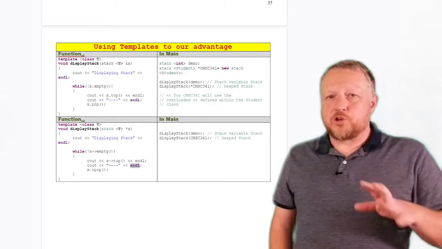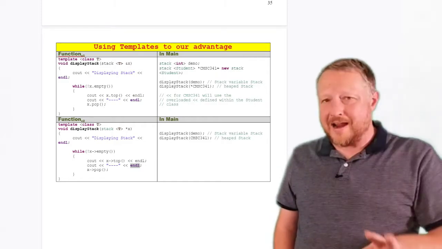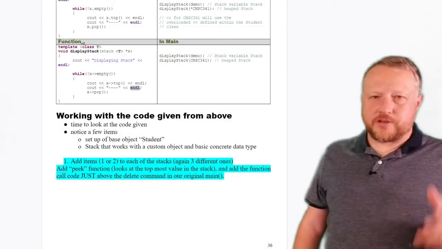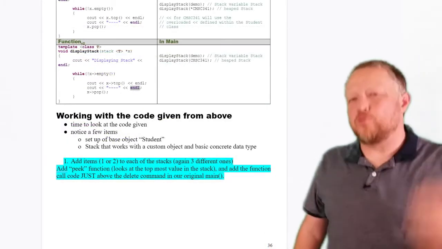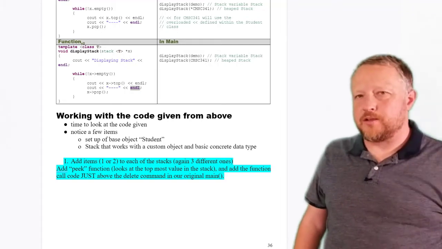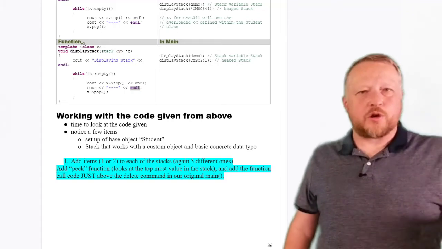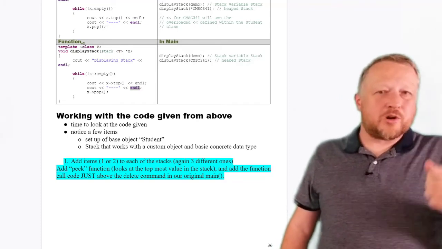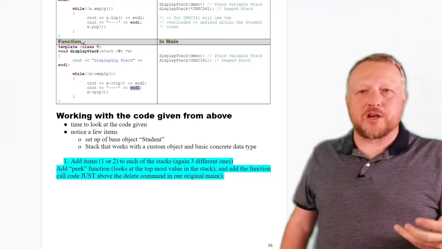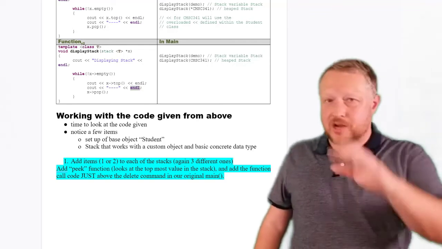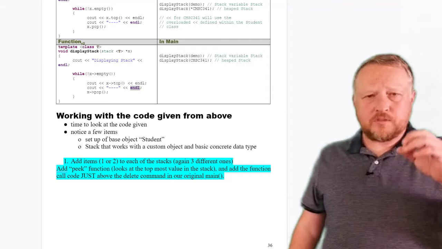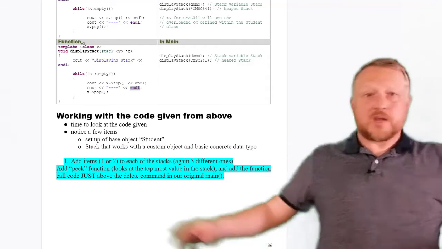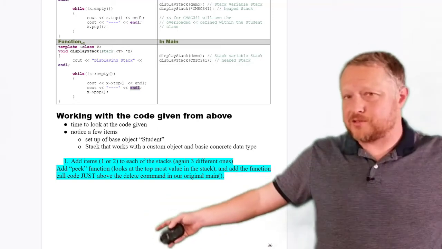But make sure that you're good to go with this, make sure it ran, and then we'll move on from there. So the last part of this is showing you the answers. I want you to really take a look at the code that you're given. Notice a few items, the overall setup of the base object or the custom object, student. Notice that a stack works with that custom object and a basic concrete data type that hopefully you got working. So it's really important that you take a look at the big picture of how the code setup is going to be, because that's going to be the standard procedure for the rest of this course.